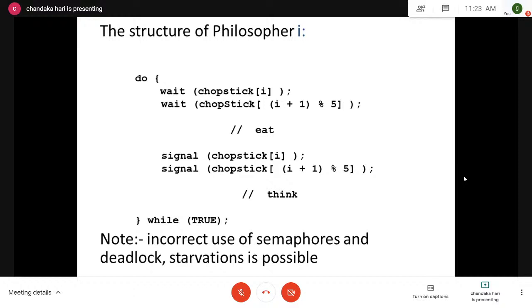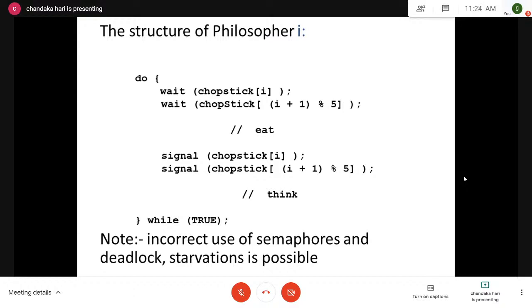That's why, if the process Pi wants to enter into the critical section, first of all, it has to wait for chopstick i, and next chopstick (i plus 1) mod 5. It is in a circular manner. That's why we use modulo 5. If both chopsticks are granted by the operating system, then you're allowed to eat.